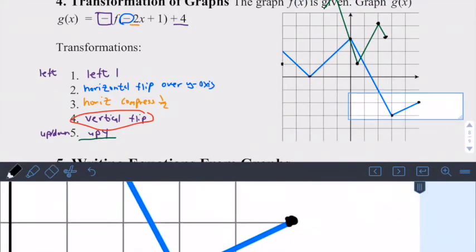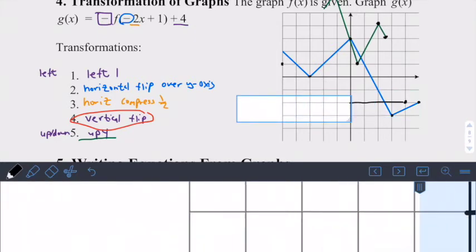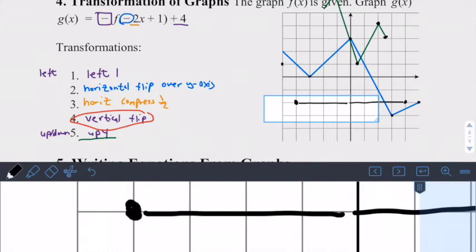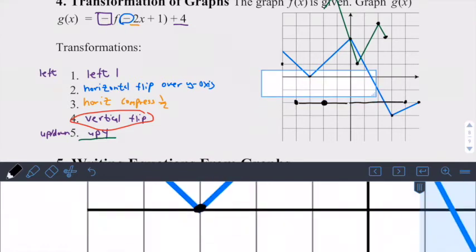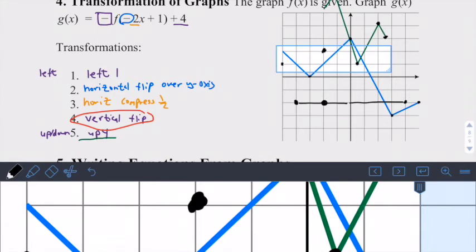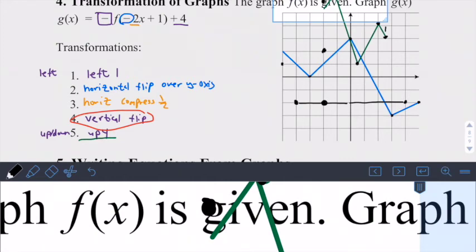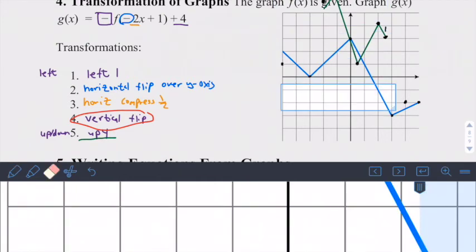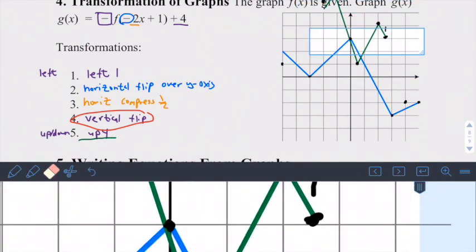And I take my last one. I move it left 1, horizontally flip it. Well, now it's 1, 2, 3, 4 away, so I need to go 4 away over here. And then I need to take it half as far away, right? Horizontal compress by half. Then I vertically flip it. It was 2 down, so now I'm going to go 2 up. And then I move it up 4. 1, 2, 3, 4. I was a little off. Oh well. So you can see it's much easier to do each individual point and do all the different transformations. Then you can graph it.